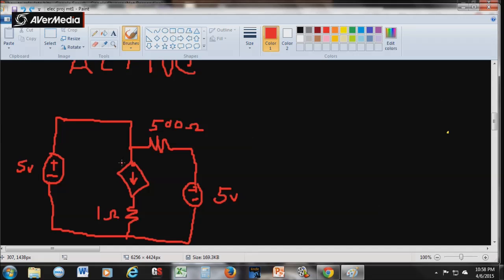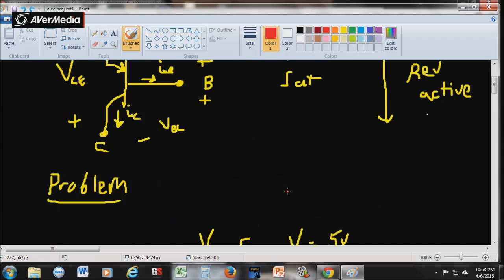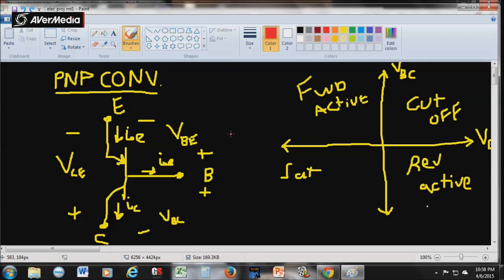Going back to how I knew that this is a current-dependent current source, I went on the internet and looked up what a PNP transistor does when it's in the forward active region. Anytime you're checking any of these regions for a transistor, you look up on the internet or in a textbook what the transistor does in any of these regions and what conditions must be met for it to be in one of these regions.